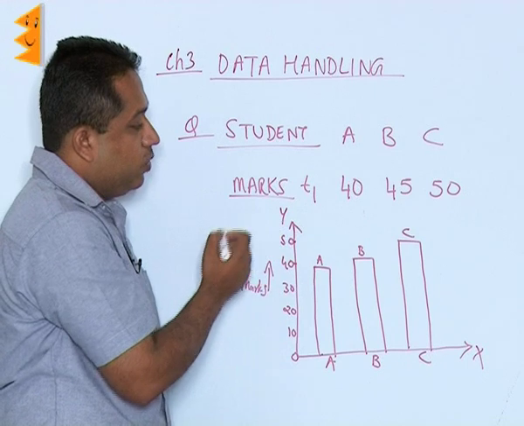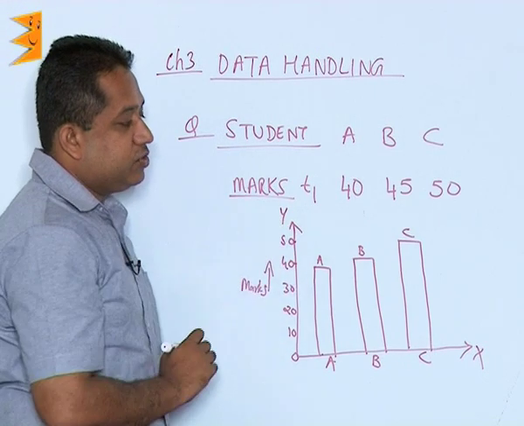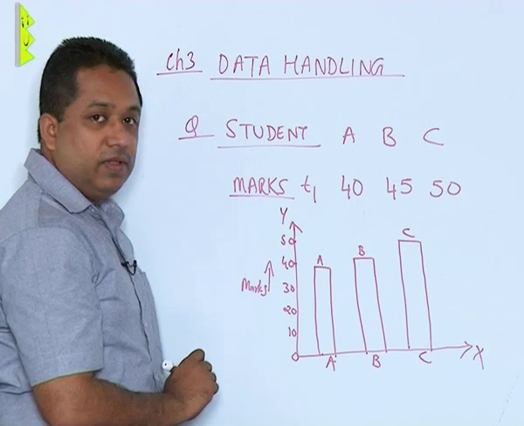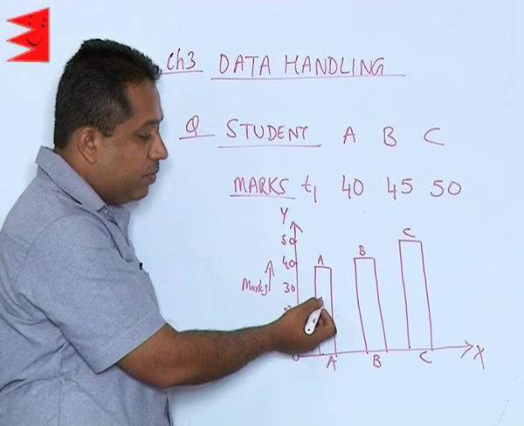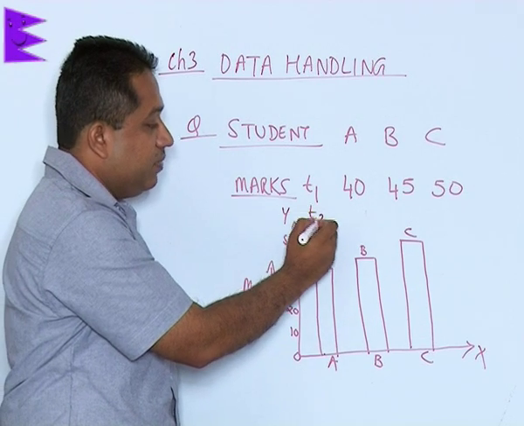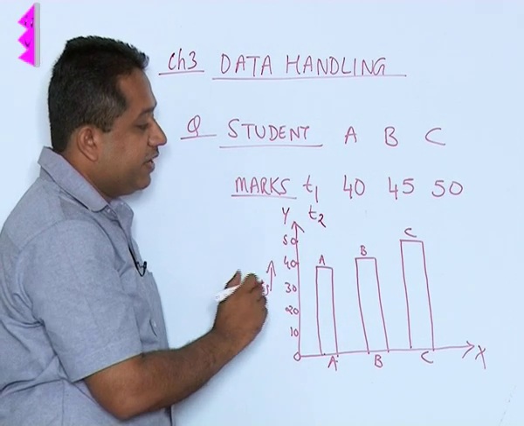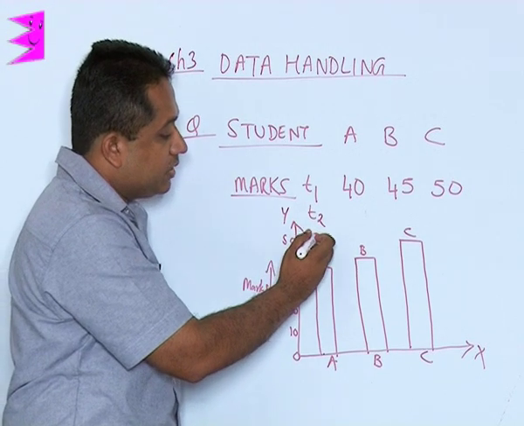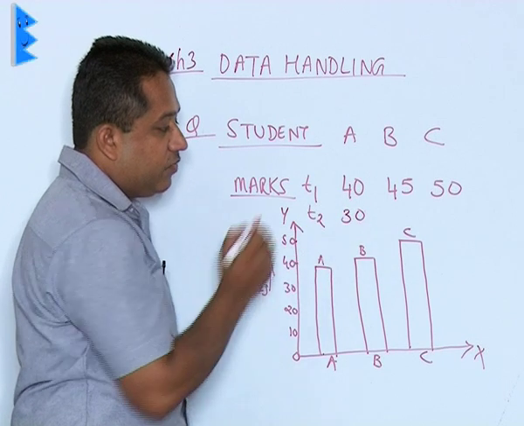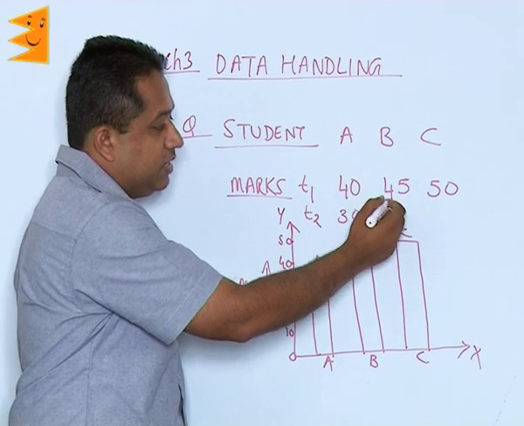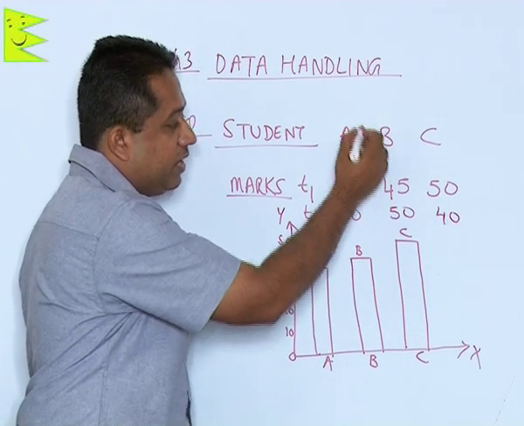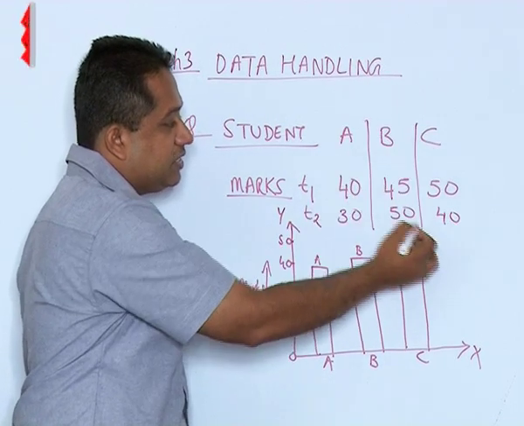Now suppose the marks of the second test are also given to us, then on the same graph we can make a double bar graph, so that we can compare the students' performance in the first and the second test. Let us say in the second term, represented by T2, or in the second test, they are getting the following marks. Let us say A is getting 30. In the first test he had got 40 and now is getting 30. B is getting 50 and C is getting 40. So we have 3 people here, and the marks have changed.